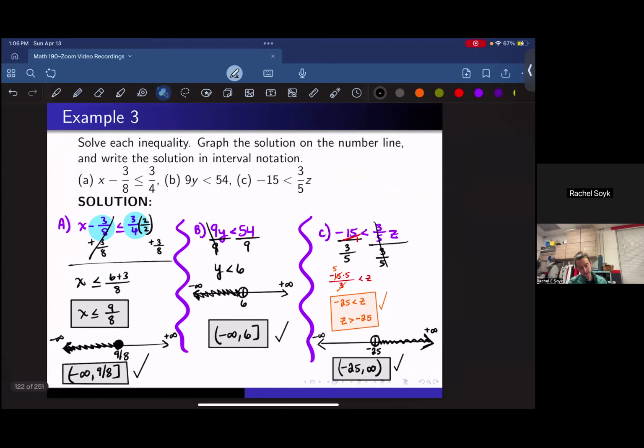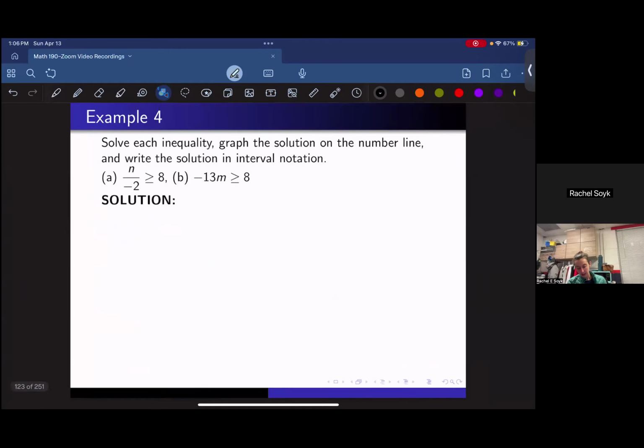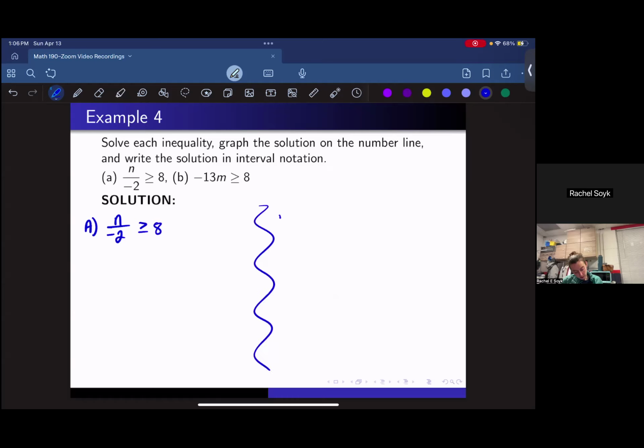Right? Let's keep on going. Example 4, we have solve each inequality, graph the solution on the number line, and write the solution in interval notation. So we have a part A and a part B. N over negative 2 is greater than or equal to 8. And then our second one, negative 13m is greater than or equal to 8.